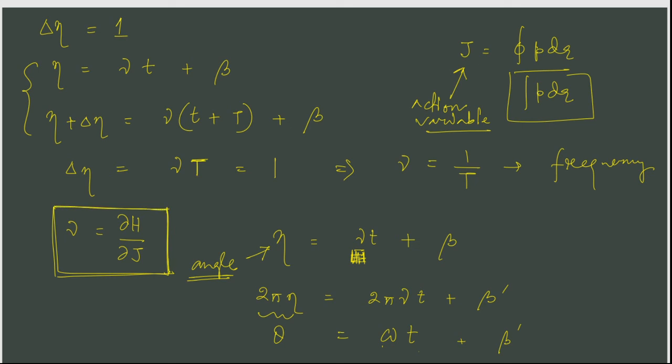So we see that in many cases we do not have to solve the equation of motion if we want to know the frequency of a periodic system. All we need is to calculate J, express the Hamiltonian in terms of J, and from there find out the frequency. Let's try it out. We would like to try one example.